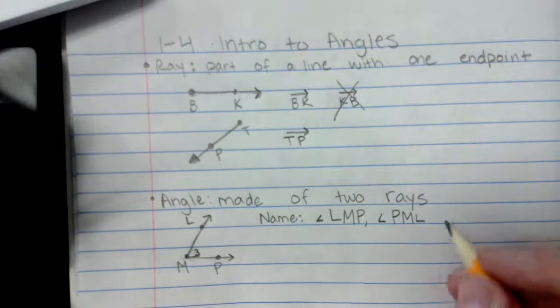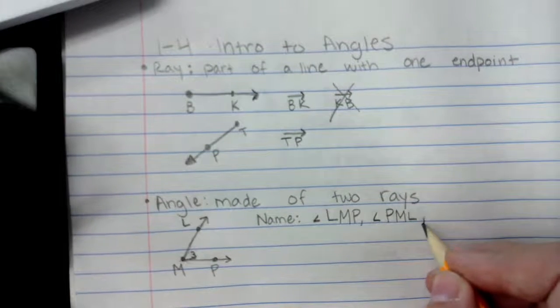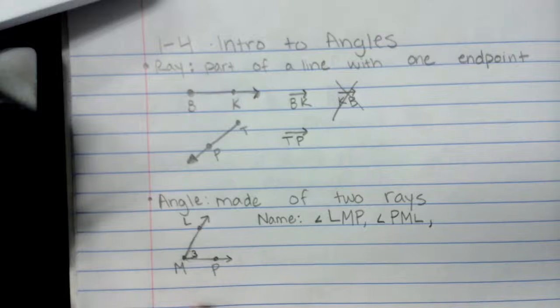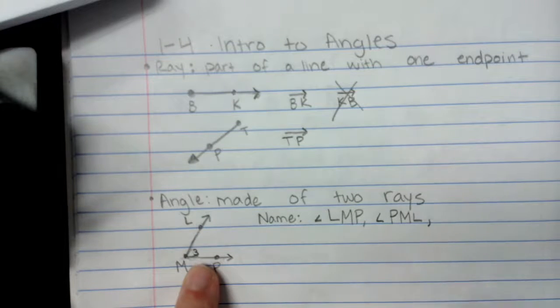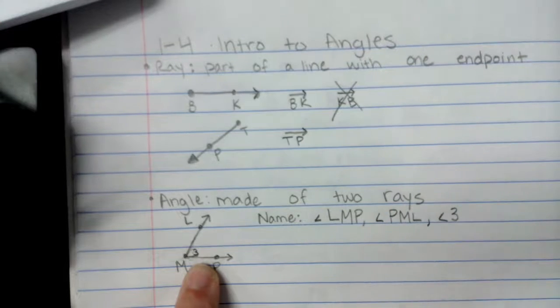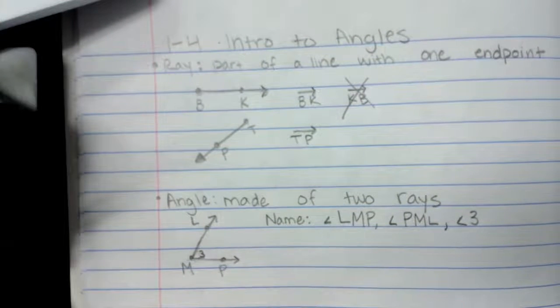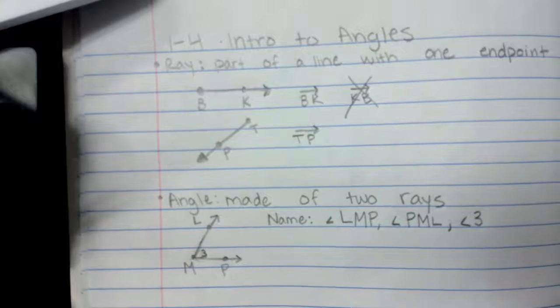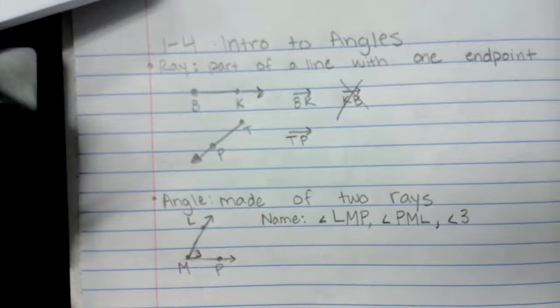And then the last way is sometimes not always there or available to us. We'll see a little number in the corner that says 3. So we might call it angle 3. So those are 3 ways we can name that.